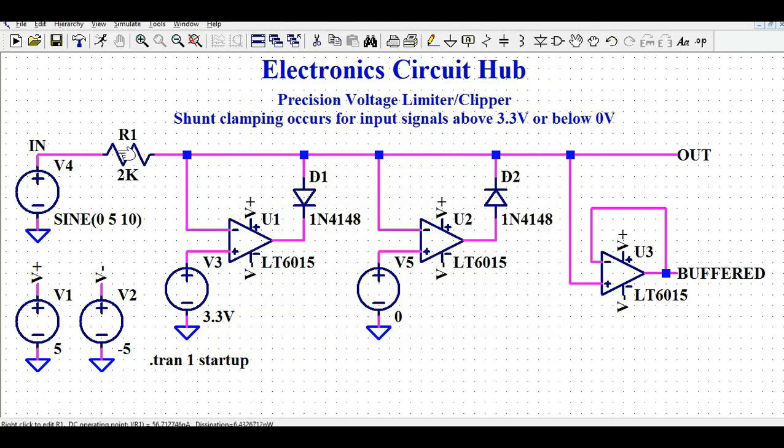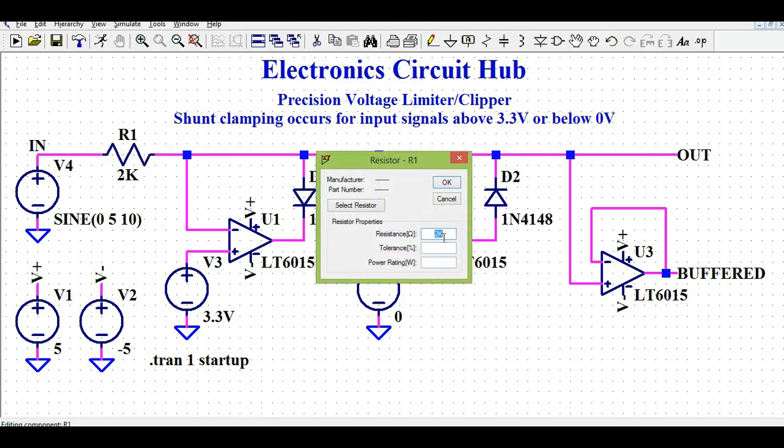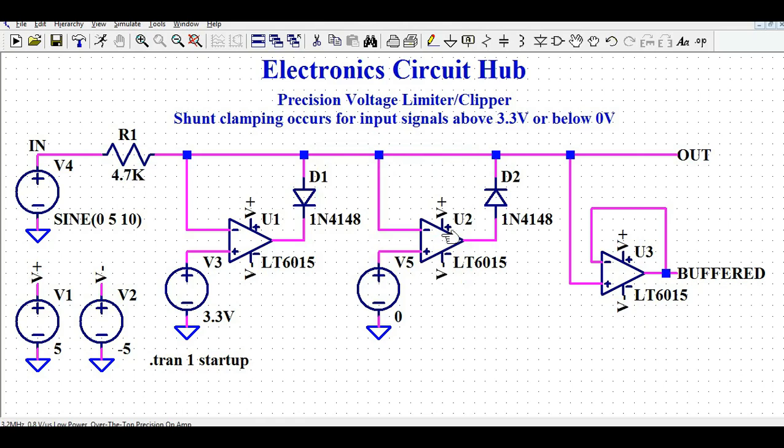Then R1 is the limiting resistor, let's say 2 kilo ohm, and then you can use a higher value resistance as well. That's not an issue. You can use, let's say, 4.7 kilo ohm. Let's see what is going to happen if you use 4.7 kilo ohm.